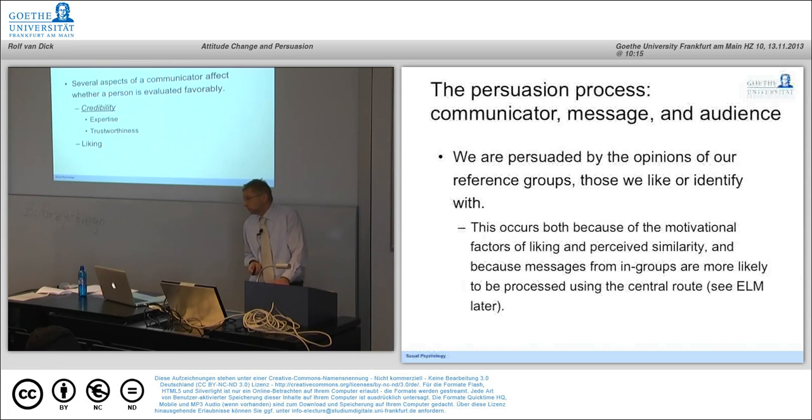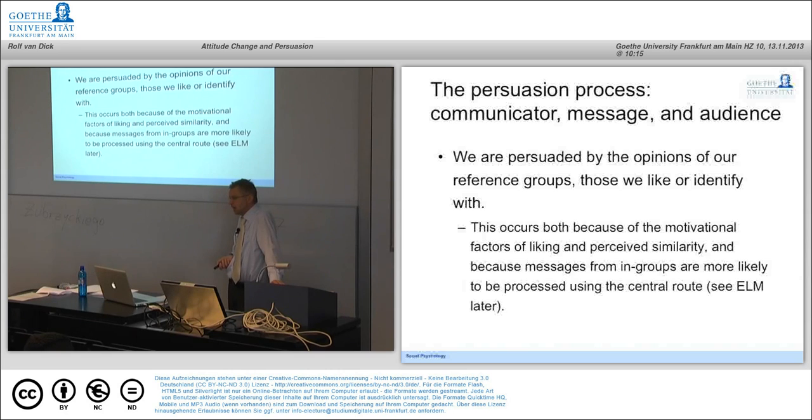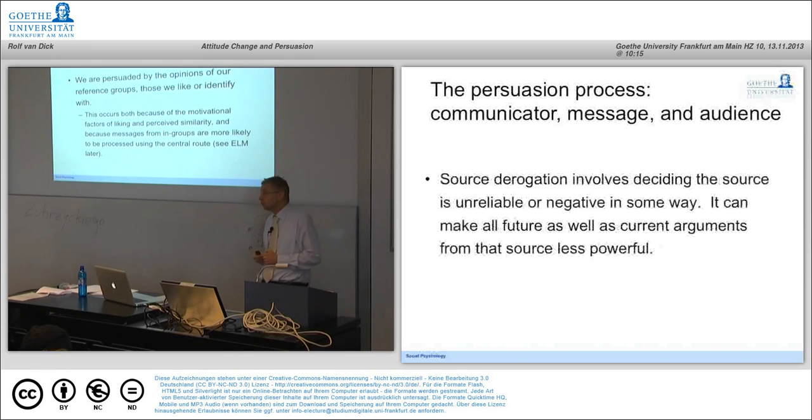Okay. Yeah, we already talked about credibility. Also, liking does play a role. When we like people, we are typically more easily persuaded. I already mentioned that we are more easily persuaded if the message stems from a member of our in-group, and particularly if it's a reference group. If it's groups of people we look up to, then we are more easily persuaded. We will talk about the elaboration likelihood model in a moment.